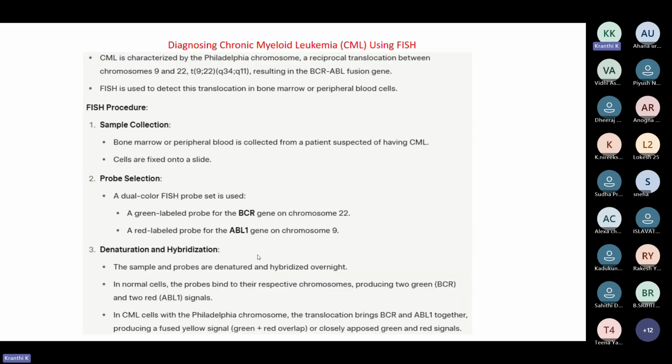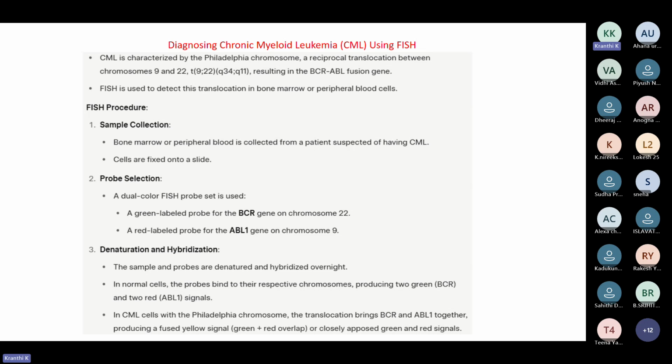Okay, let us see an example here. Using this FISH, we'll find out the CML. What is the CML? Chronic myeloid leukemia. Usually in children. When I worked in a cancer hospital, usually we got samples like CML, chronic myeloid leukemia. So how is this chronic myeloid leukemia diagnosed using the FISH technique only?